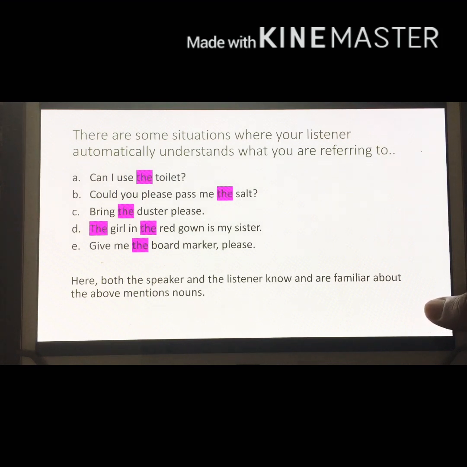Number D, the girl in the red gown is my sister. Here the speaker is talking about a specific girl who is wearing a red gown. So here that's why both the girl and the red gown are specified and the is used. Give me the board marker, please. That means what? Both the speaker and the listener know where the board marker is. So in these examples, both the speaker and the listener know and are familiar with the above mentioned nouns.